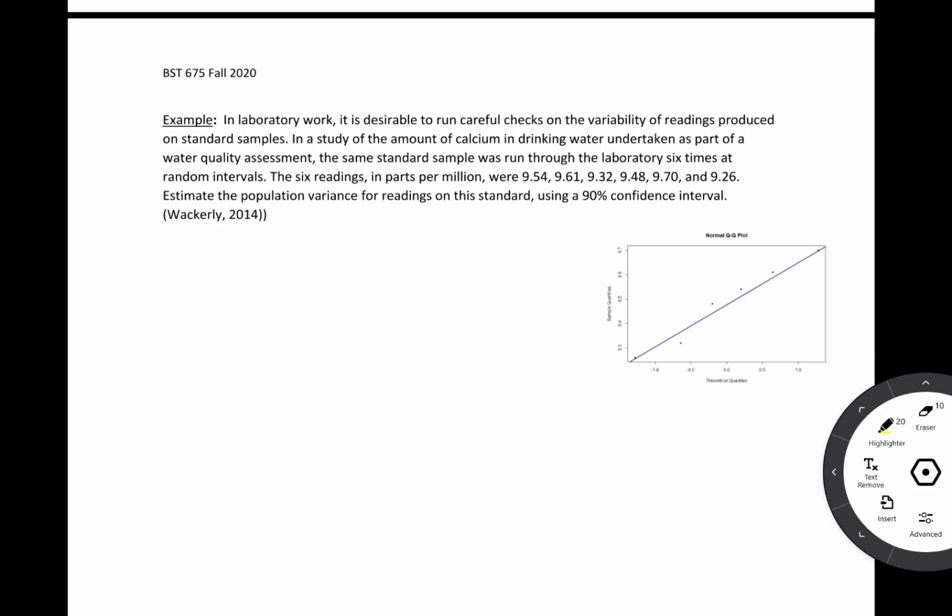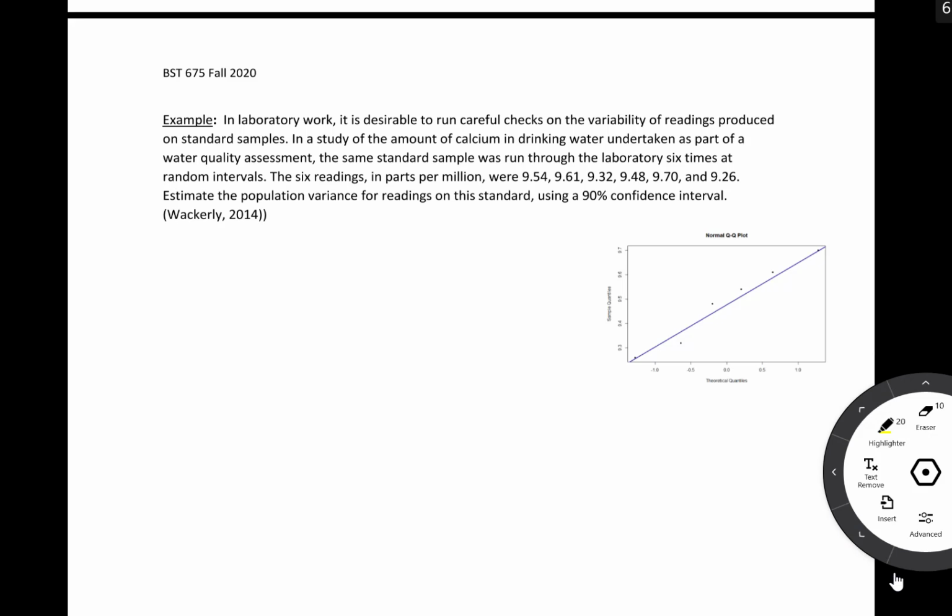So in laboratory work, it's desirable to run careful checks on the variability of readings produced on standard samples. In a study of the amount of calcium in drinking water undertaken as part of a water quality assessment, the standard sample was run through the laboratory 6 times at random intervals. The 6 readings in parts per million were as follows. We're going to estimate the population variance for readings on this standard using a 90% confidence interval.